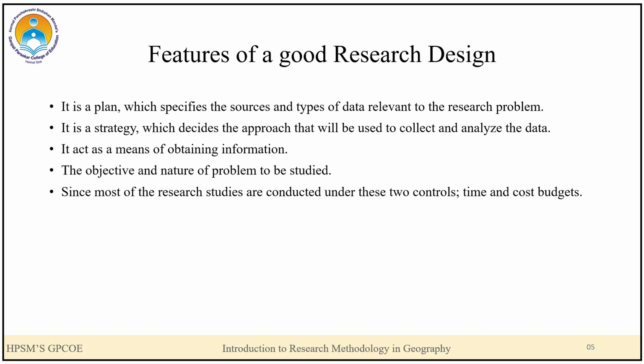Now what are the different features of a good research design? It is a plan which specifies the sources and types of data relevant to the research problem. It is a strategy which decides the approach that will be used to collect and analyze the data. It acts as a means of obtaining information. The objective and nature of the problem to be studied matter. It helps the researcher in various ways. Since most research studies are conducted under two controls, that is the time and cost budget, we have to take these two aspects into consideration when it comes to research design.